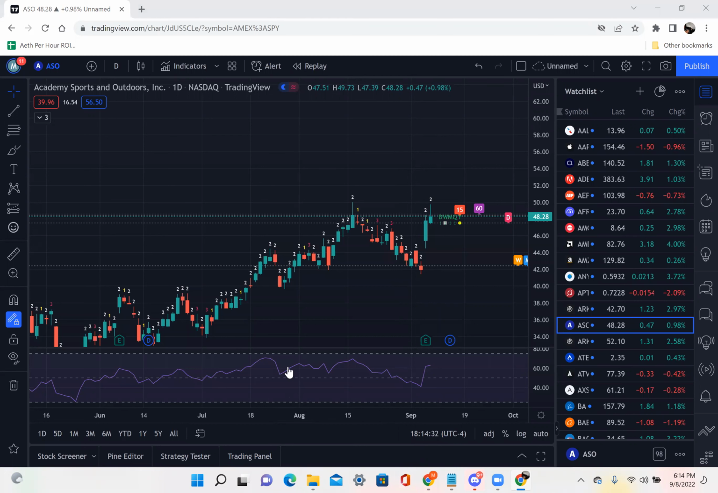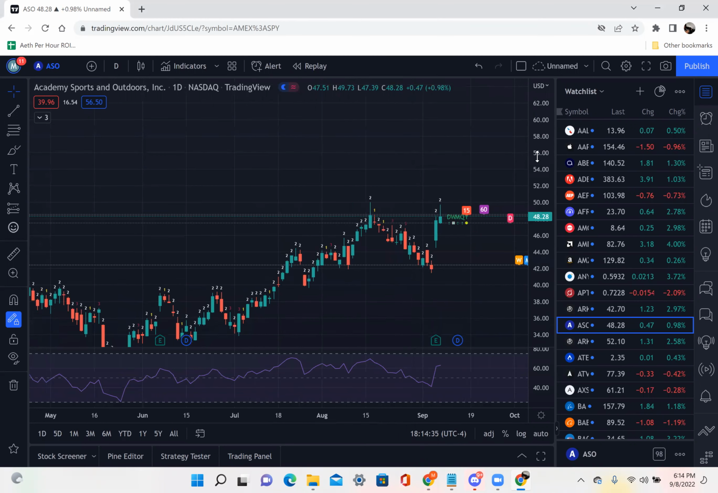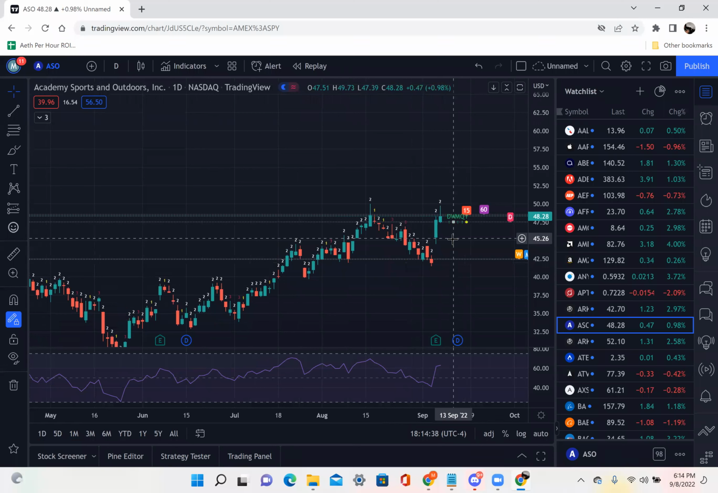All right, no questions. Everybody understands what a cup and handle is. Everybody understands how the cup and handle begins. So how does a cup and handle begin?